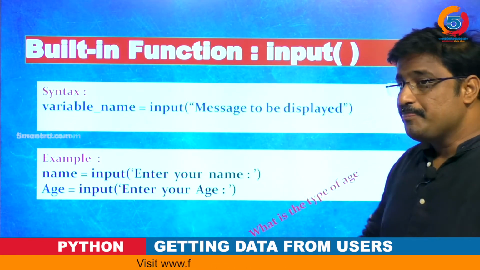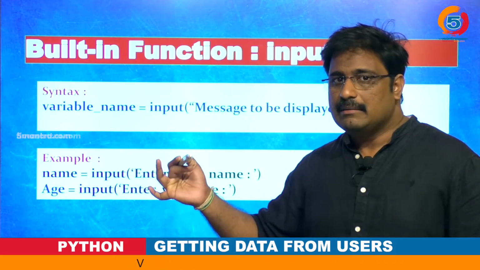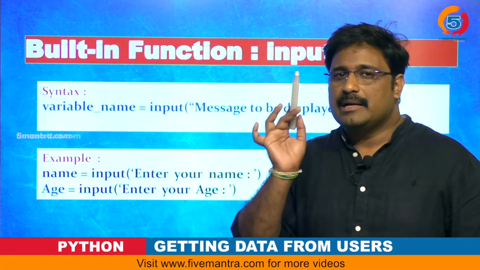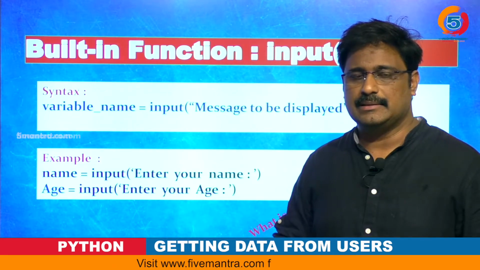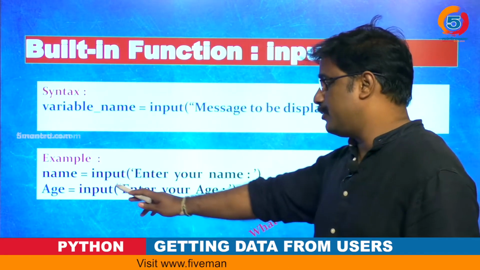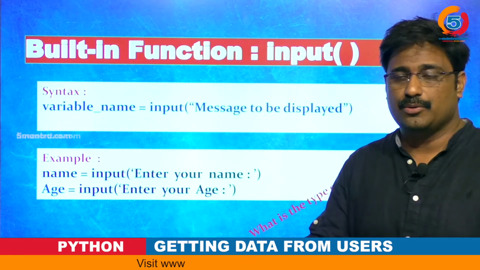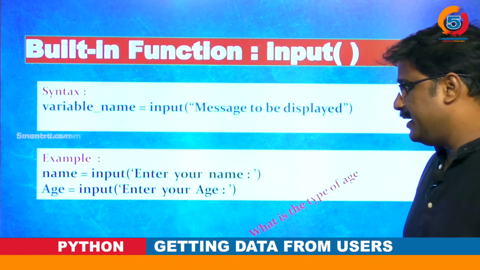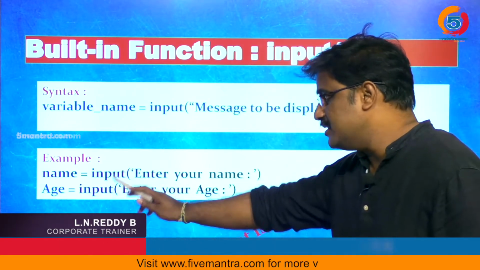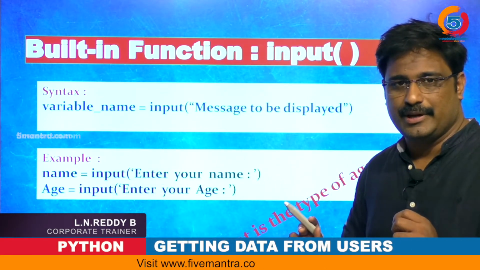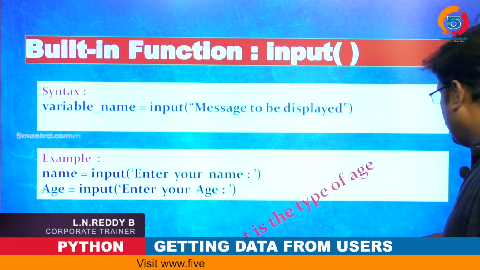Why? Because, as I explained just before, in Python, whatever data you enter, the data accepted by the input function is in string only. Means what is the type of data we'll get? This is the basic question here. Age is a string type only. Programmatically we'll see that.